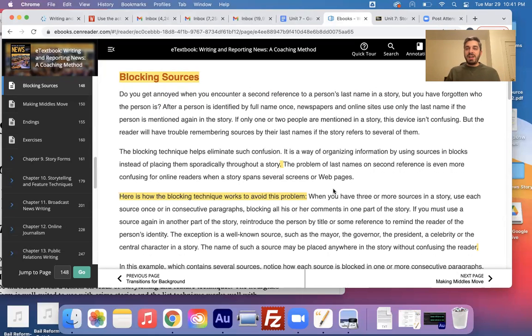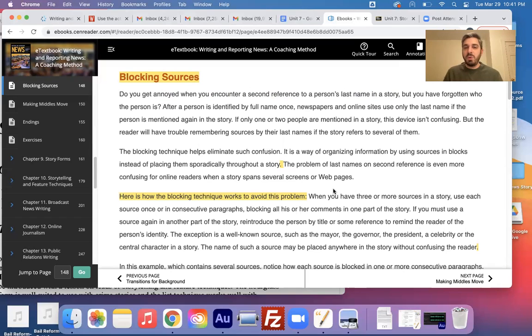It is a way of organizing information by using sources in blocks instead of placing them sporadically throughout a story. Blocks as in like a paragraph. If I have person A, then I'm keeping person A in this paragraph, person B in the second paragraph, and person C in the third paragraph, rather than having A in the beginning and the end, and B over here and over there, or C over here and over there. It's like boom, boom, boom. And I really like this technique.